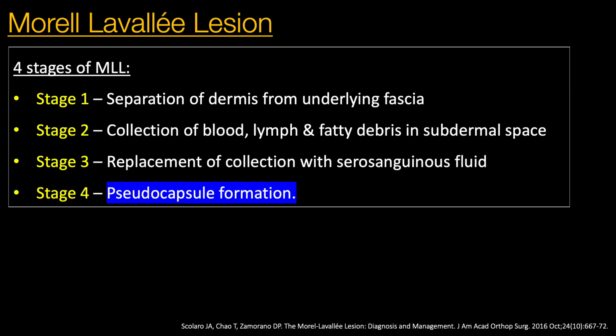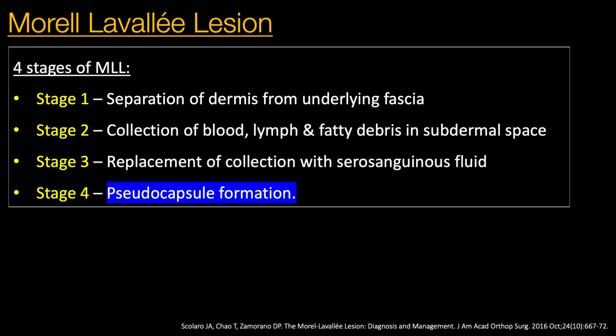Now Morel-Lavallée lesions, they are formed in four stages. So there's a stage 1 when there's a separation of the dermis from the underlying fascia. There's a stage 2 wherein there's collection of blood, lymph and fatty debris. Stage 3 is replacement of the collection with serosanguinous fluid, and stage 4 is pseudocapsule formation. Most of the time, as radiologists, we image the Morel-Lavallée lesion in either stage 2, 3 or 4.